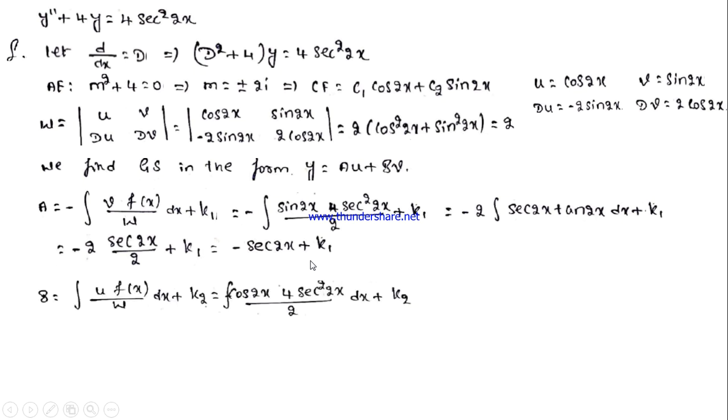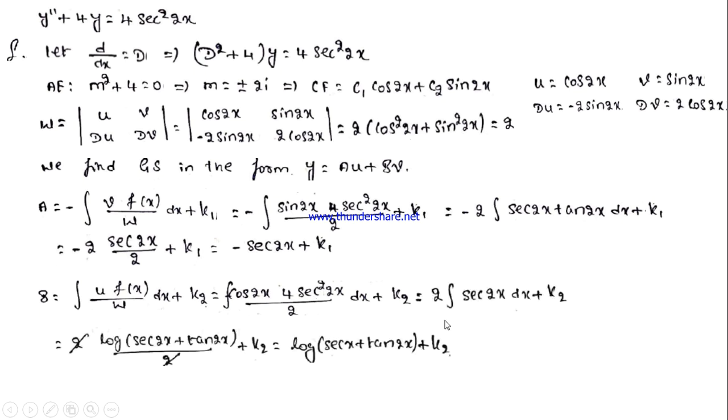B is, we are doing the same thing, and here cos 2x into 4 secant square 2x is there. 1 by cos into cos cancels, and 1 secant remains here. So integration of secant is given by log of secant 2x plus tan 2x.